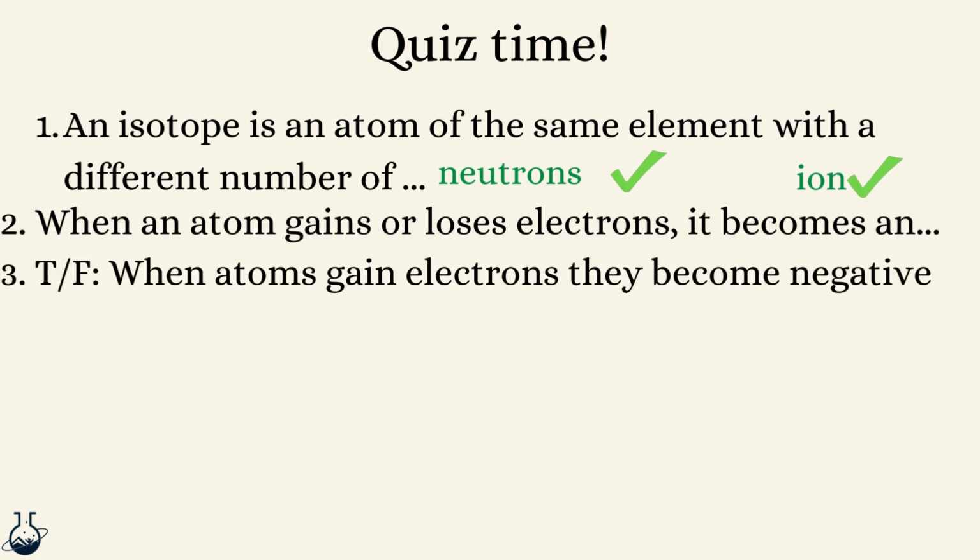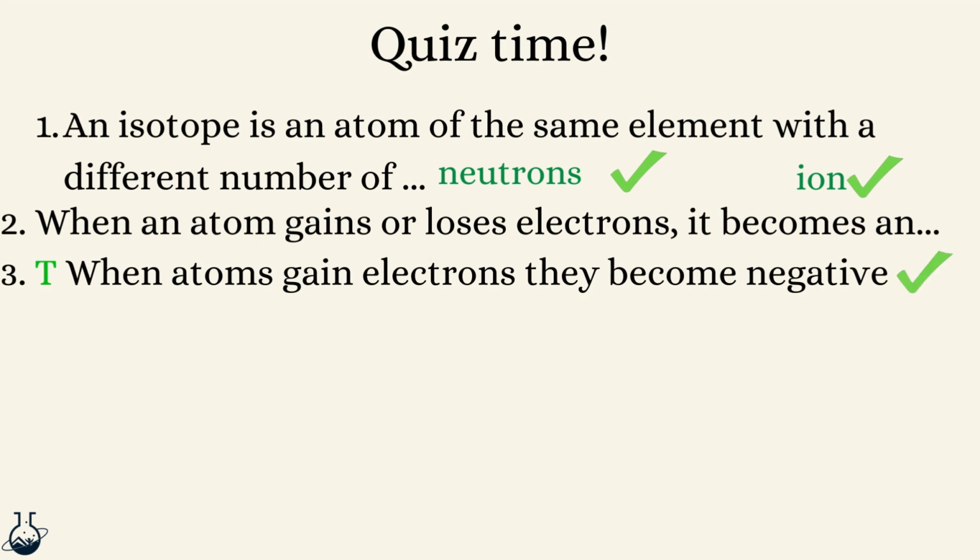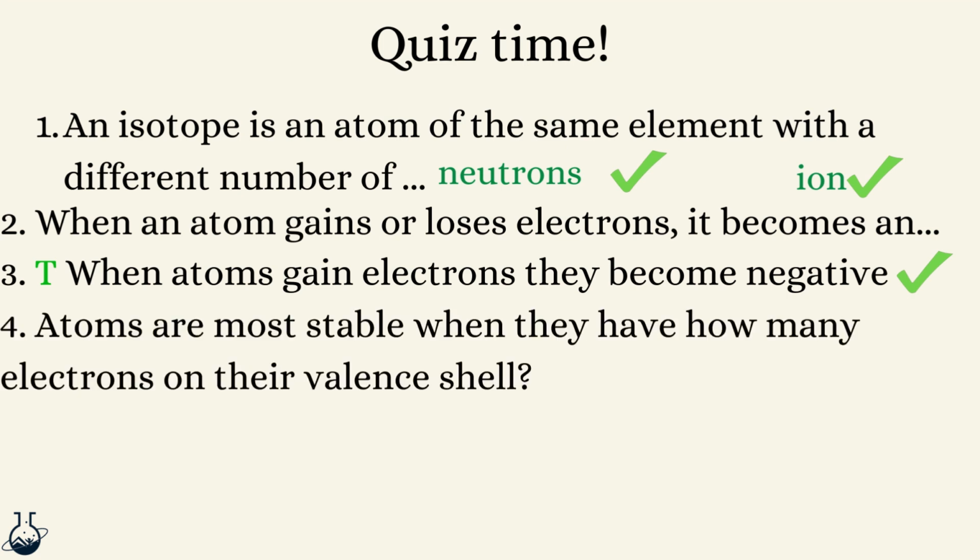Question 3. True or false? When atoms gain electrons, they become negative. This is true. By gaining electrons, we gain more negative charges. Question 4. Atoms are most stable when they have how many electrons on their valence shell? They are most stable when they have 2 on their inner shell and 8 on their outer shells.